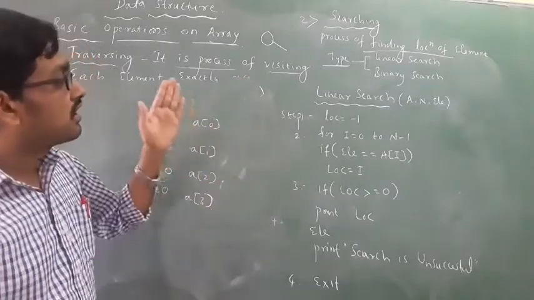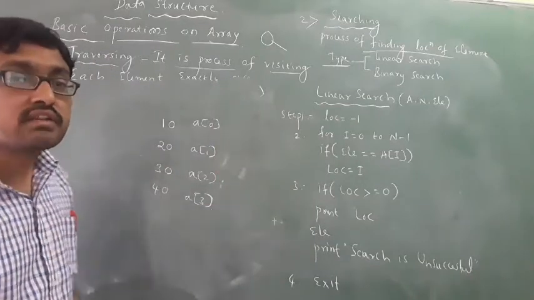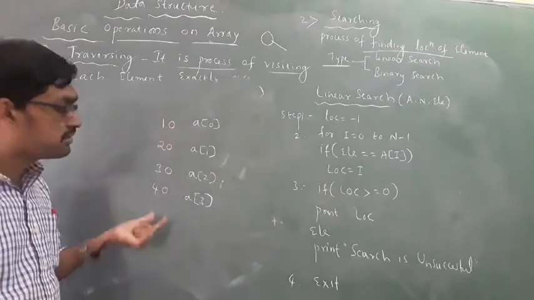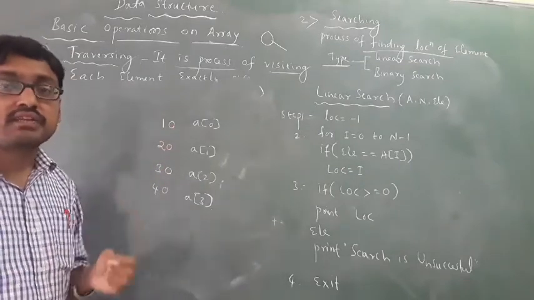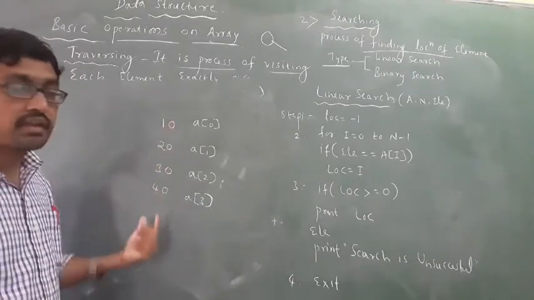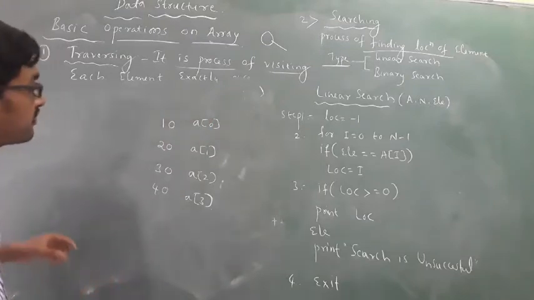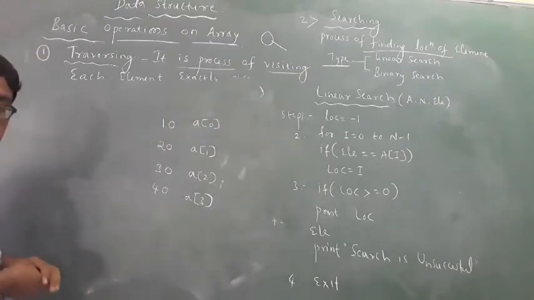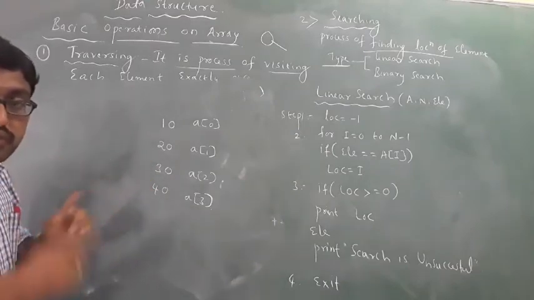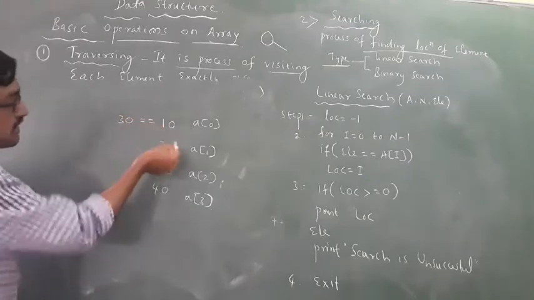Okay, then what is linear search? Linear search means, what is linear search? You have to find your element by comparing with all elements. Sequentially you have to compare your element with each array element, that is called linear search. For example, I want to find the location of 30. Then what am I doing? I compare 30 with these elements.